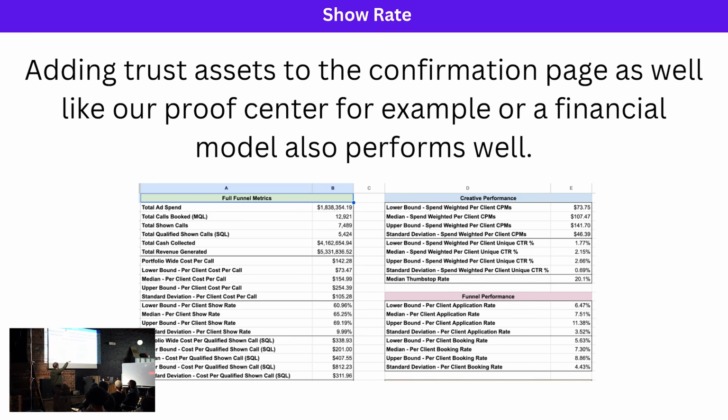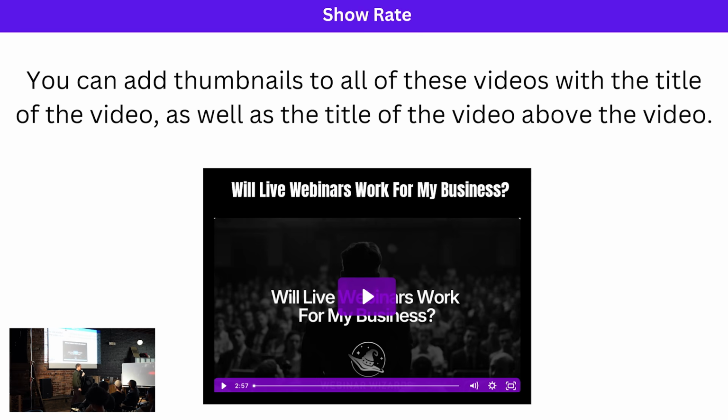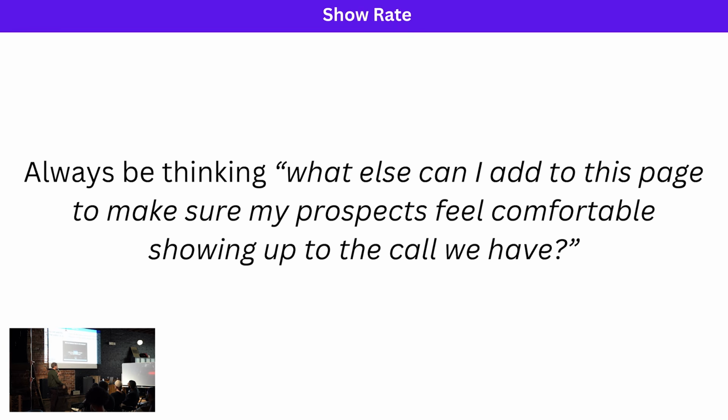For those of you that don't know, this is our past 1.8 million in ad spend and all the metrics we get for all of our clients. So it just shows, this is what we do, here's the metrics we get. Add thumbnails to your confirmation page videos, and then right here, the title on top. Some of you will only have one or the other, just have both. And also be thinking, what else can I add to my confirmation page that will make prospects feel comfortable showing up to the call we have?